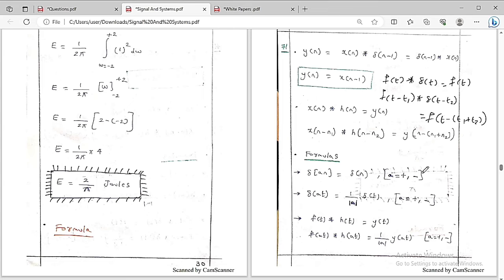So finally I can say if f of t convolution h of t is equal to y of t, then f of at convolution h of at is equal to 1 by mod a into y of at. A can be positive or a can be negative. So these important formulas you have to keep in your mind.